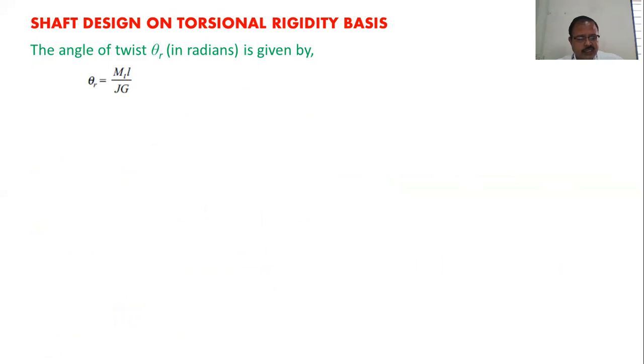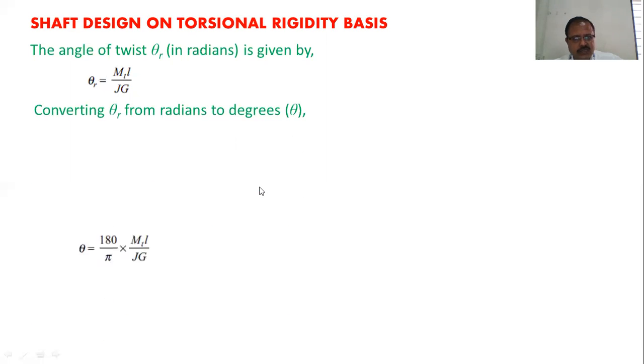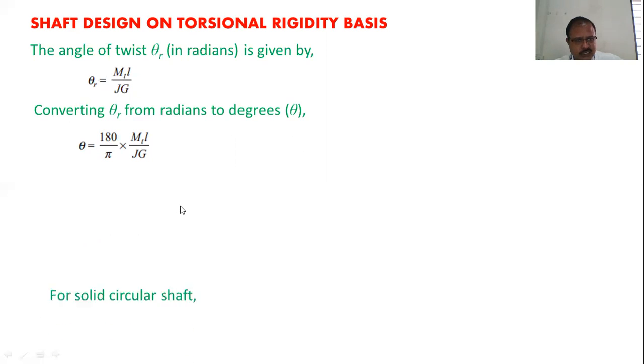Now the next criteria for the design of the shaft is on the basis of torsional rigidity. Again, we will be referring to the torsion equation, the first and third terms: Mt by J is equal to G theta upon L. Rewriting the equation, we get theta is equal to Mt into L upon G into J, where theta is the angle of twist in radians. When we are converting radian into degree, we have to multiply it by 180 by pi. So now theta is in degrees.